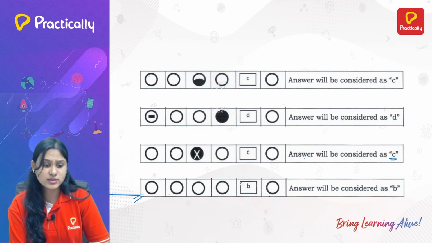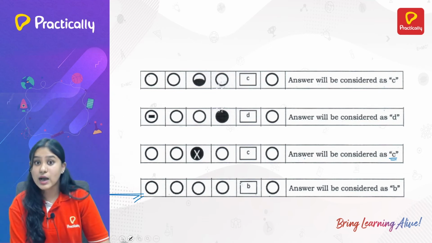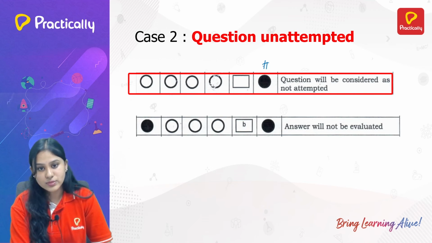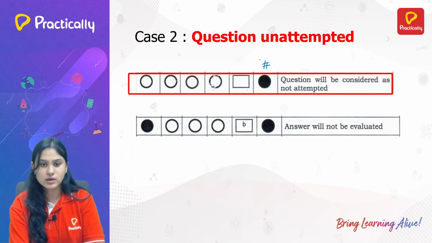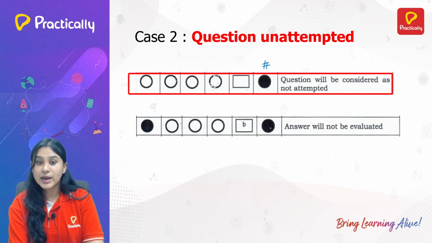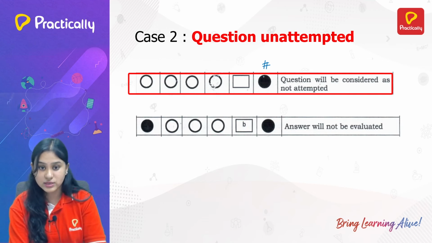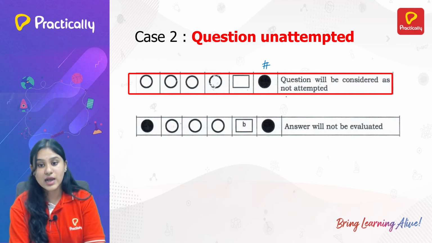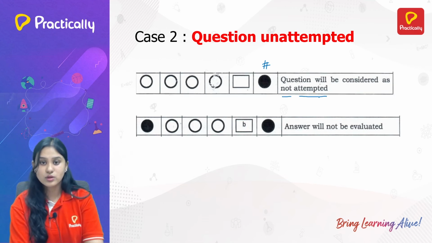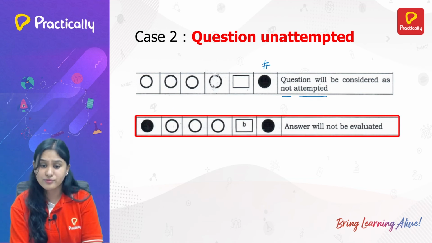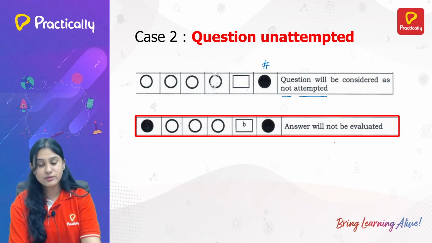But there are also cases in which your question is considered as unattempted. What is that? There is this hash column, right? You must have gone through the circular. So this hash column depicts that it is unattempted. If you bubble the circle in the hash column, your question will be considered as not attempted. Even though you bubble the option A here, if at the end you have bubbled the circle in the hash column, your answer will not be evaluated.